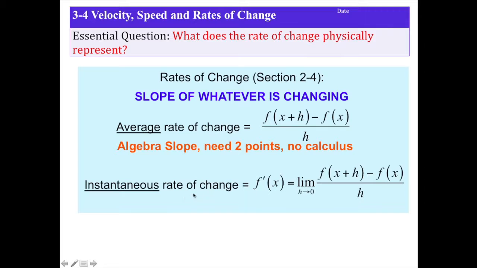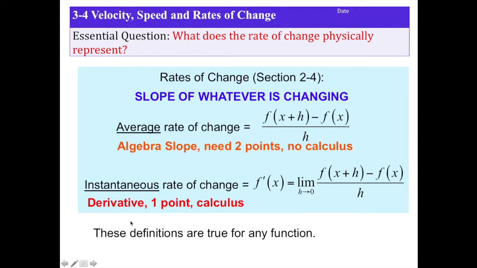Then there's the instantaneous rate of change, which is when we do the limit method. With that physical picture again, we take the limit as h goes to 0. We bring the 2 points together to get that 1 point, and we find the tangent to the curve at that point. That's where we involve the calculus. It just takes a single point, and we think of that as the derivative. These definitions are true for any function.